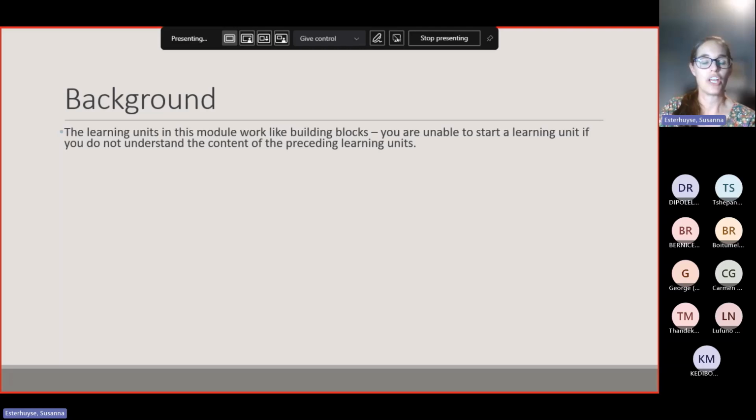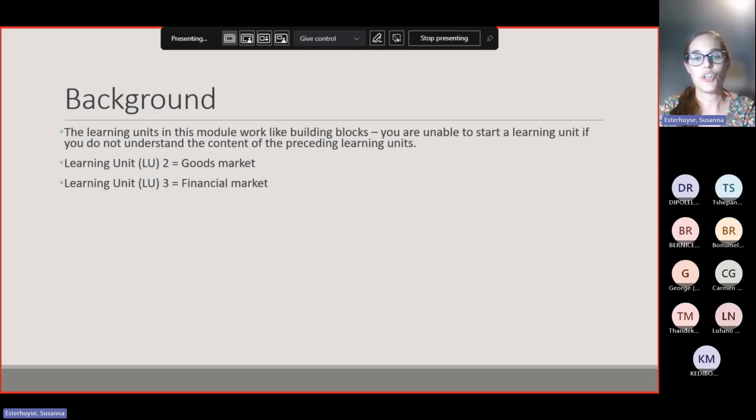So the learning units in this model work like building blocks. You are unable to start a learning unit if you do not understand the content of the preceding learning units. So in Learning Unit 2, you did the goods market. In Learning Unit 3, you did the financial market. And now in Learning Unit 4, these two markets are coming together in the ISLM model.